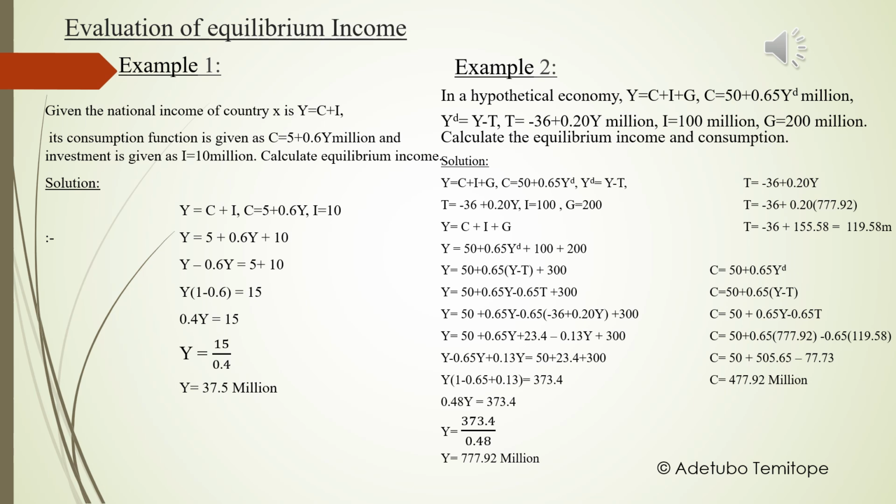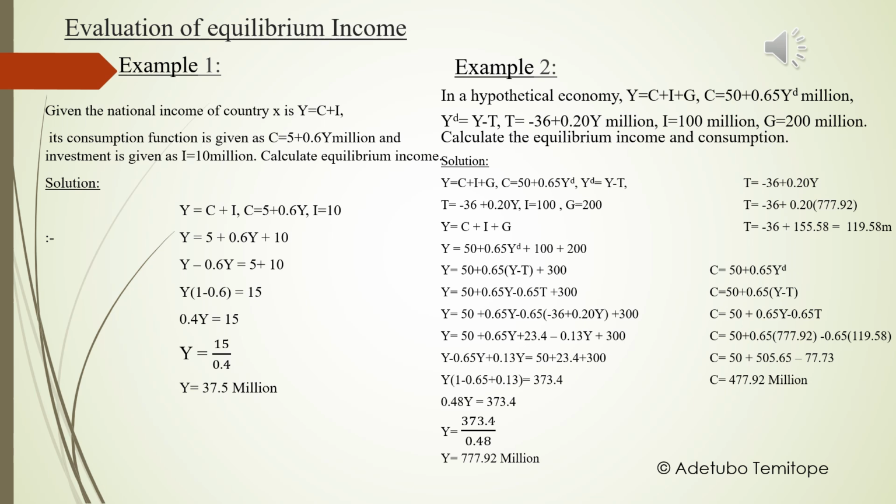So we want to calculate equilibrium income. Our parameters are: Y = C + I + G. Our C = 50 + 0.65 YD. Our YD = Y - T. Our T = -36 + 0.20Y. Our I = 100. Our G = 200.